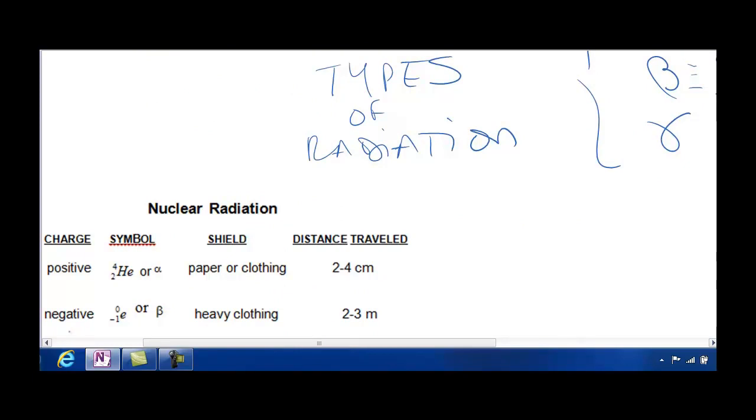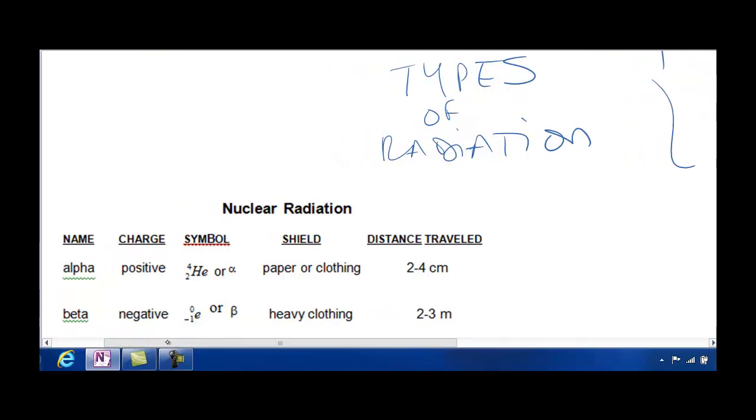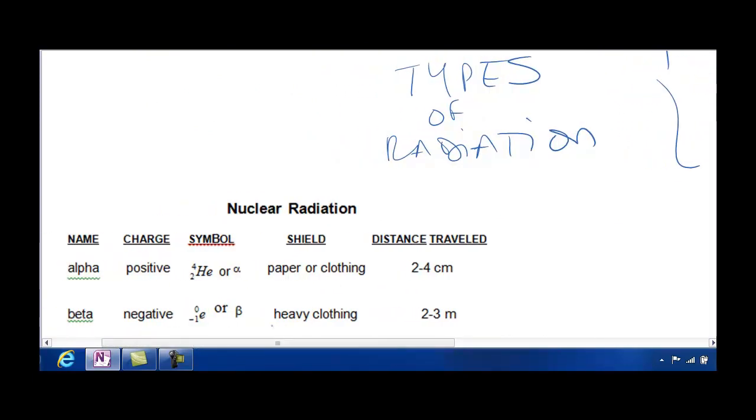The charge is negative. When we talk about beta, we symbolize them as e^0 minus 1, or beta. If a beta emitter is next to us, a piece of wood would be enough of a barrier to shield us from beta radiation. Heavy clothing, if you have a coat or a sweater, very unlikely in Miami in September or October, but if you had that, that also is enough of a shield.